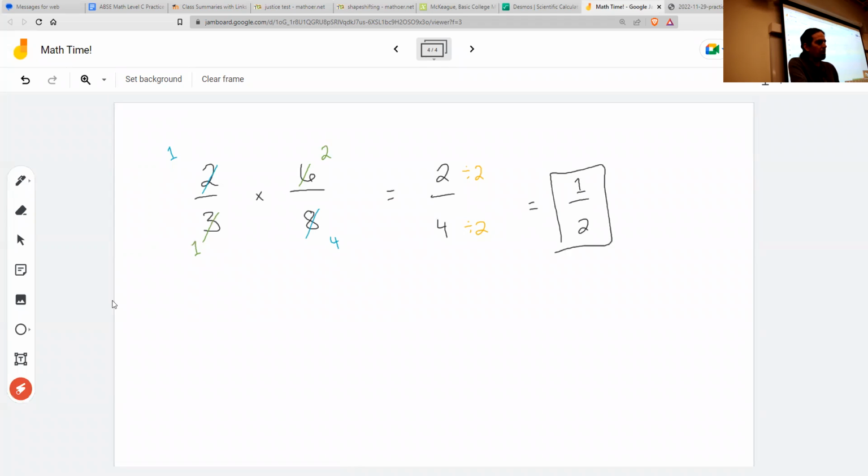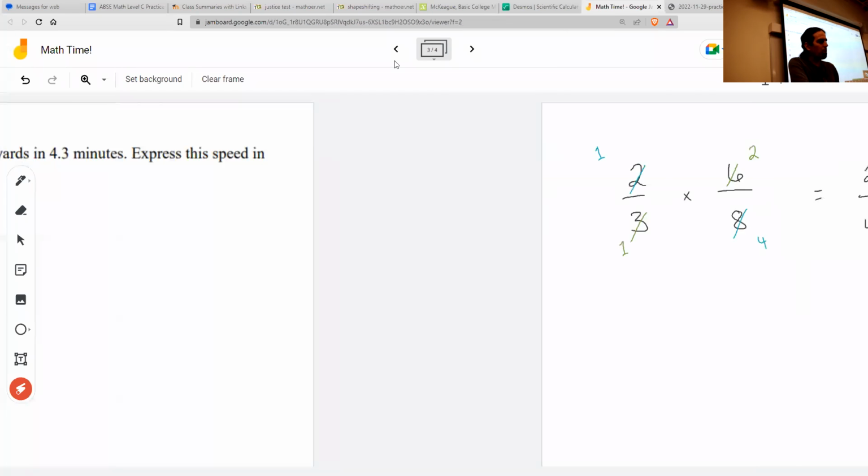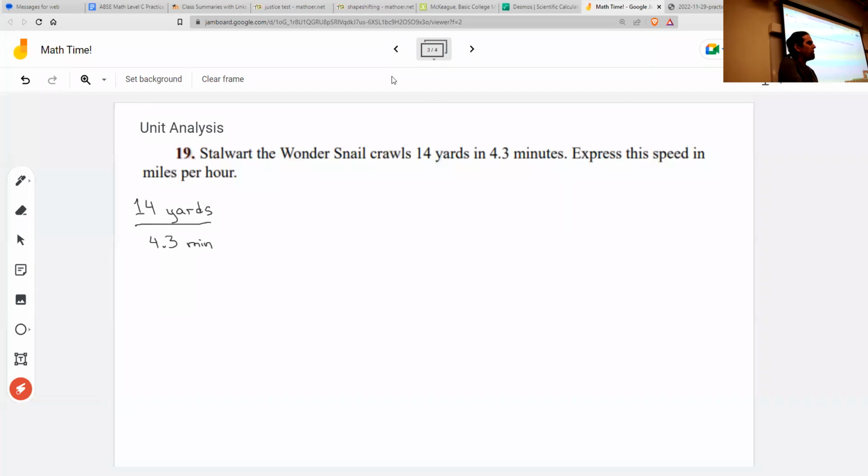By the way, if you wanted to, you could also take this 2 and this 4 and cancel again. You could do your reducing a little earlier if you wanted. But we're all used to this idea that we can cancel with numbers. If there's one on the top and one on the bottom, then we can cancel things. So we're going to do the same thing with words using our conversion rates.